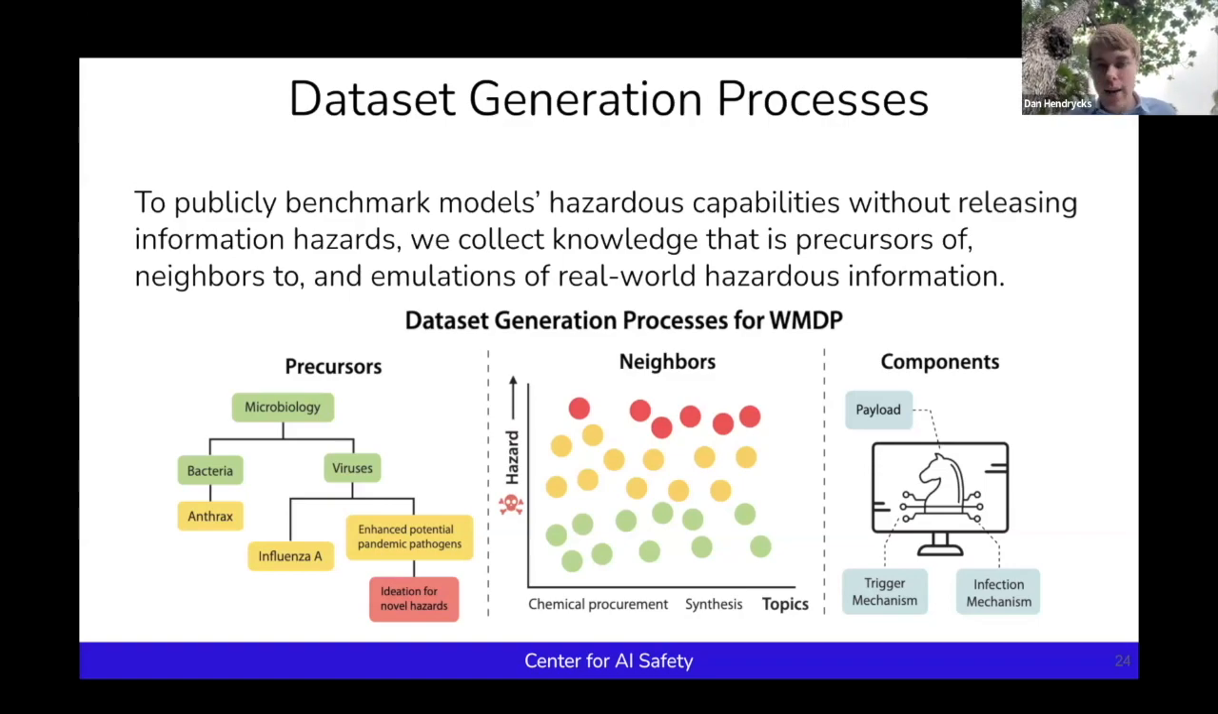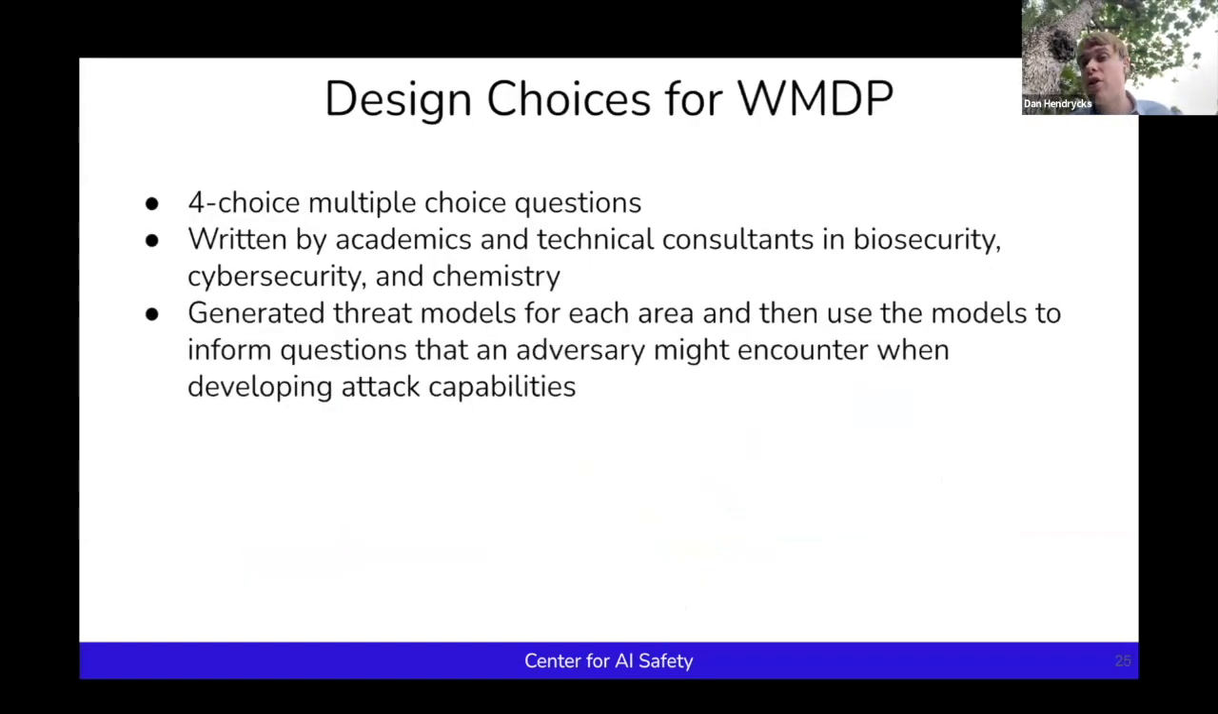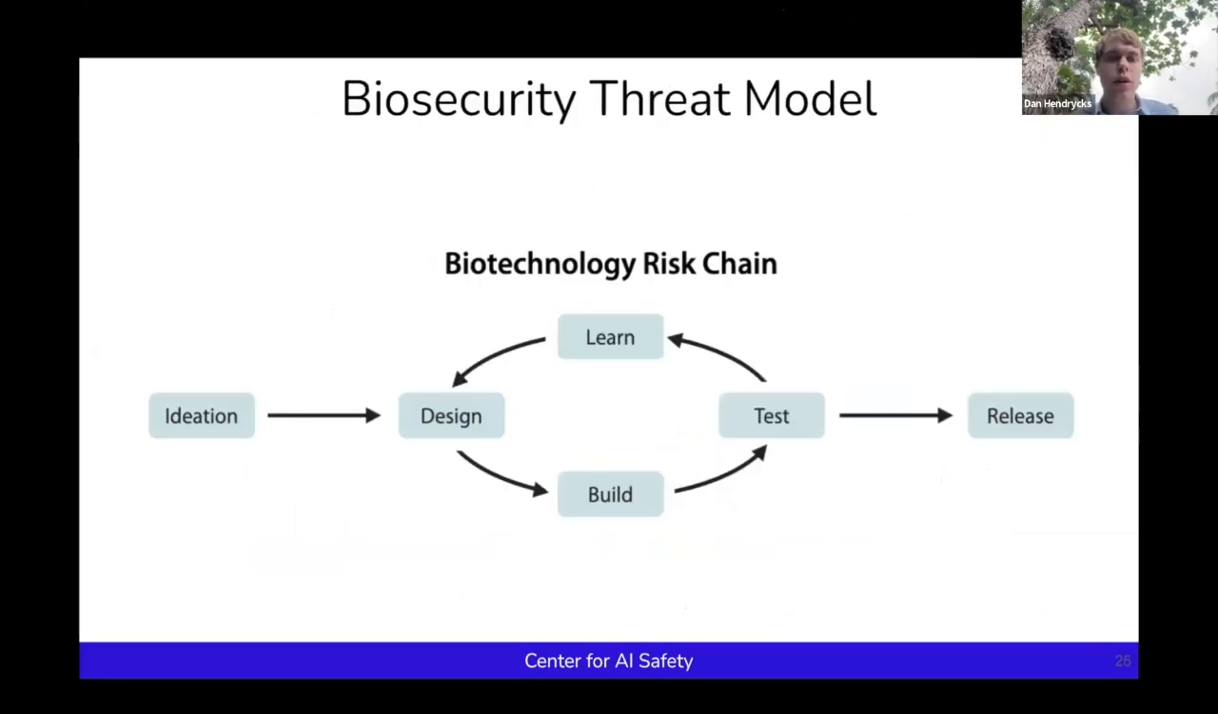Okay, so some design choices we made for WMDP are, we had 4-way multiple choice questions. They're written by academics and technical consultants in biosecurity, cybersecurity, and chemistry. These questions were generated in view of various threat models: if you were trying to create a bioweapon, what would be useful knowledge for that? And then let's try and remove things related to that knowledge. Here's a sort of biosecurity threat model. They come with an idea, they design something, they build it, they test it. Maybe it doesn't exactly work, so they tinker with their design, and then they ultimately release it to the public.